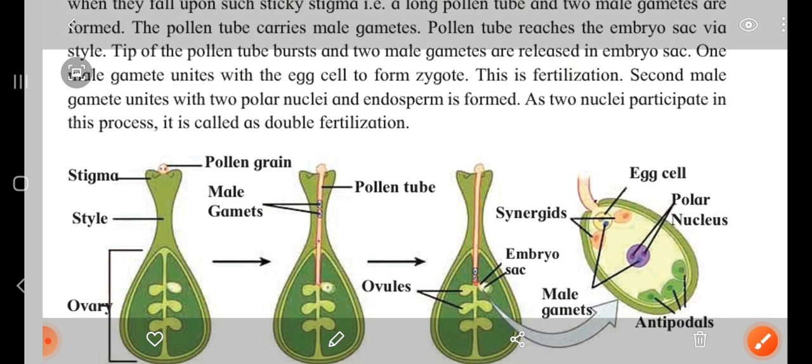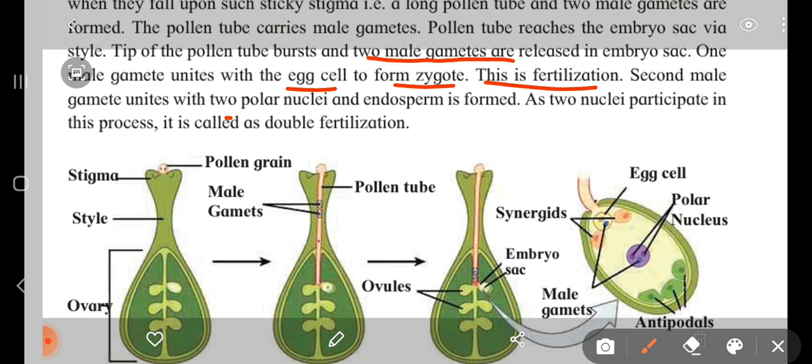This can be seen over here, which I have already explained. You see how they enter through this hollow tube of the style. The tip of the pollen tube bursts and two male gametes are released in the embryo sac. One male gamete unites with the egg cell to form a zygote. This is fertilization. The second male gamete unites with the two polar nuclei to form endosperm. Endosperm is a nutritive material which helps the zygote to develop.